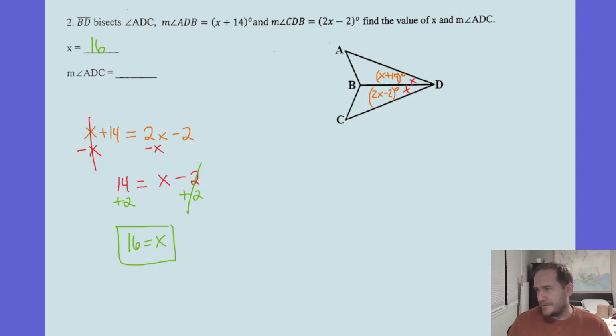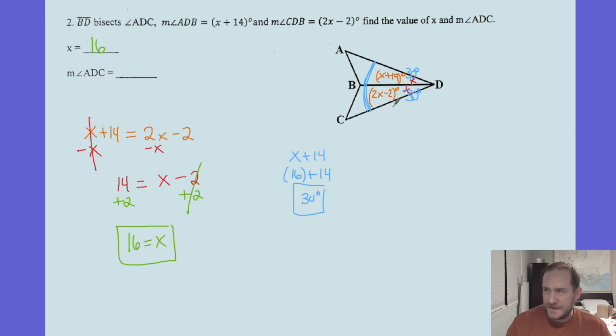Now, same old thing. They want you to go back and find the measure of angle ADC, with angle ADC being this whole entire angle. So you can see it's going to be whatever we get for the x plus 14 plus whatever we get for the 2x minus 2. So let's grab that x plus 14. Let's substitute our 16 in where the x used to be, and we see that 16 plus 14 is 30 degrees. So the top half of this angle is 30 degrees. And that means that the bottom half is also 30.